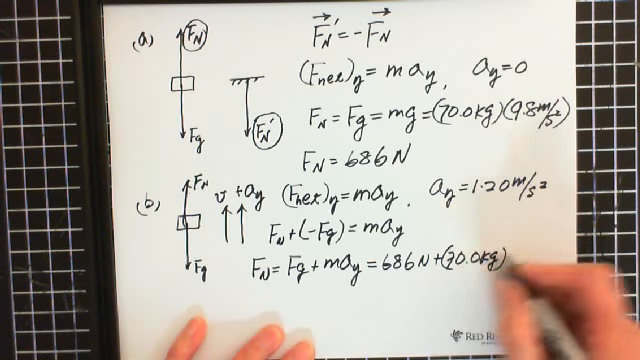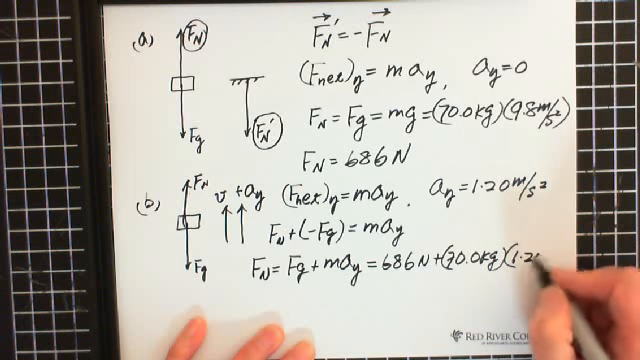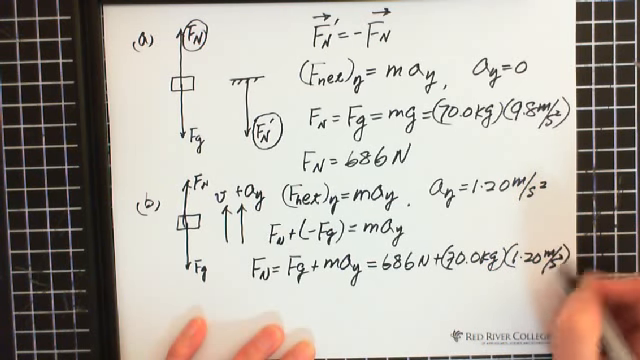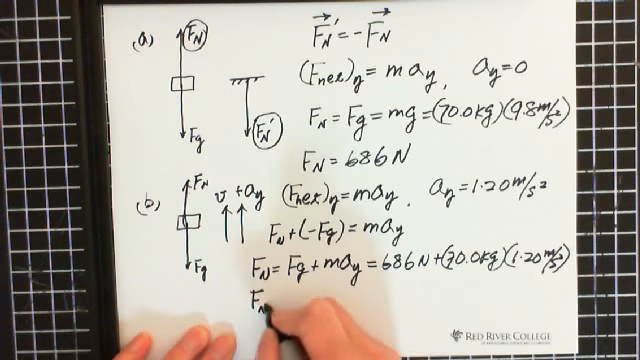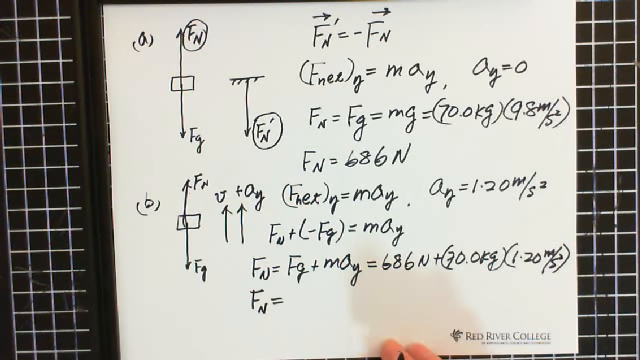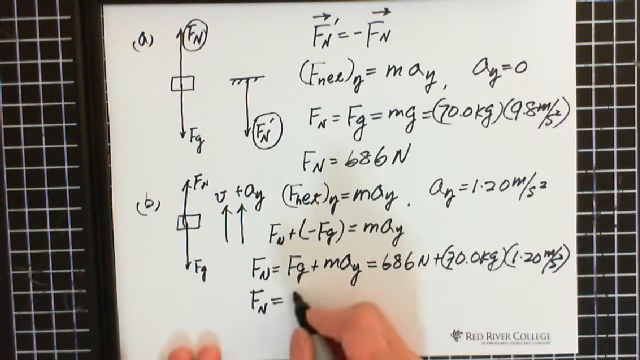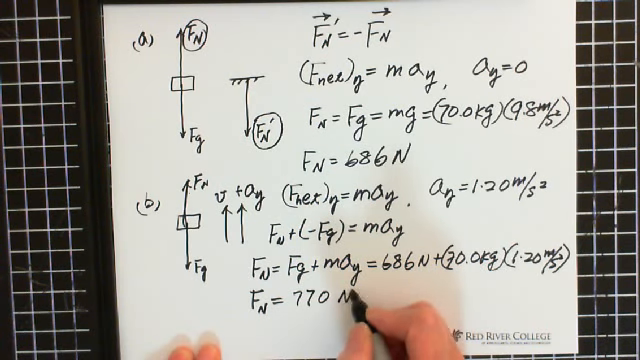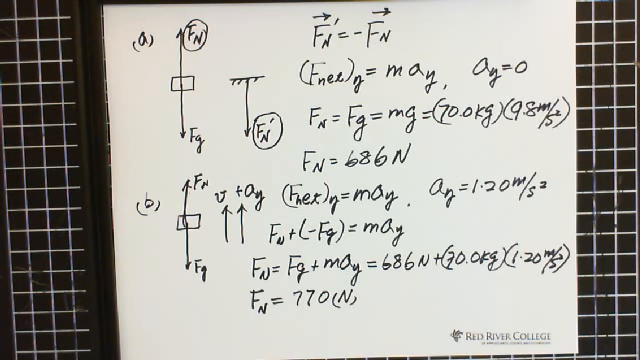plus 70 kilograms multiplied by 1.20 meters per second squared. So the normal force after calculation is 686 plus 70 multiplied by 1.20. We got 770 newtons. In this case the reading on the scale, because of accelerating upward, is greater than Fg, which is what we normally call gaining weight.